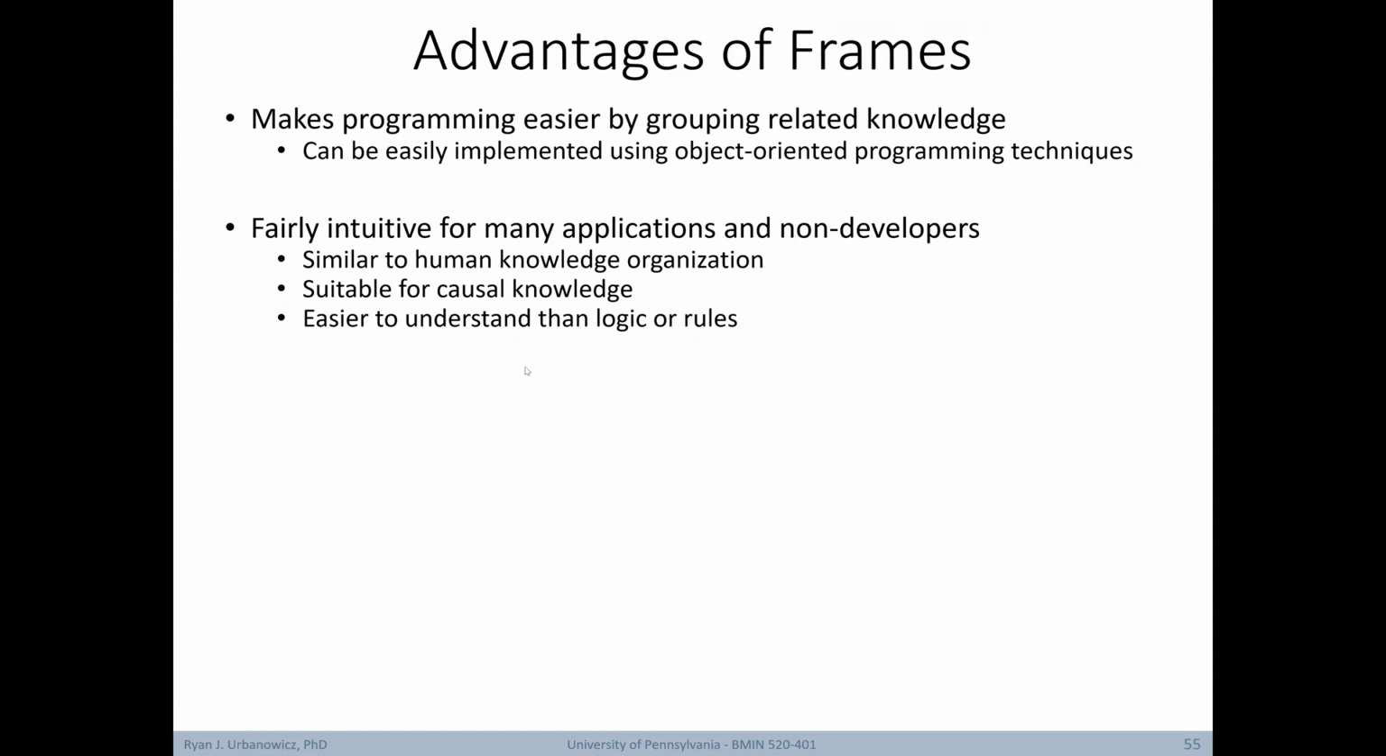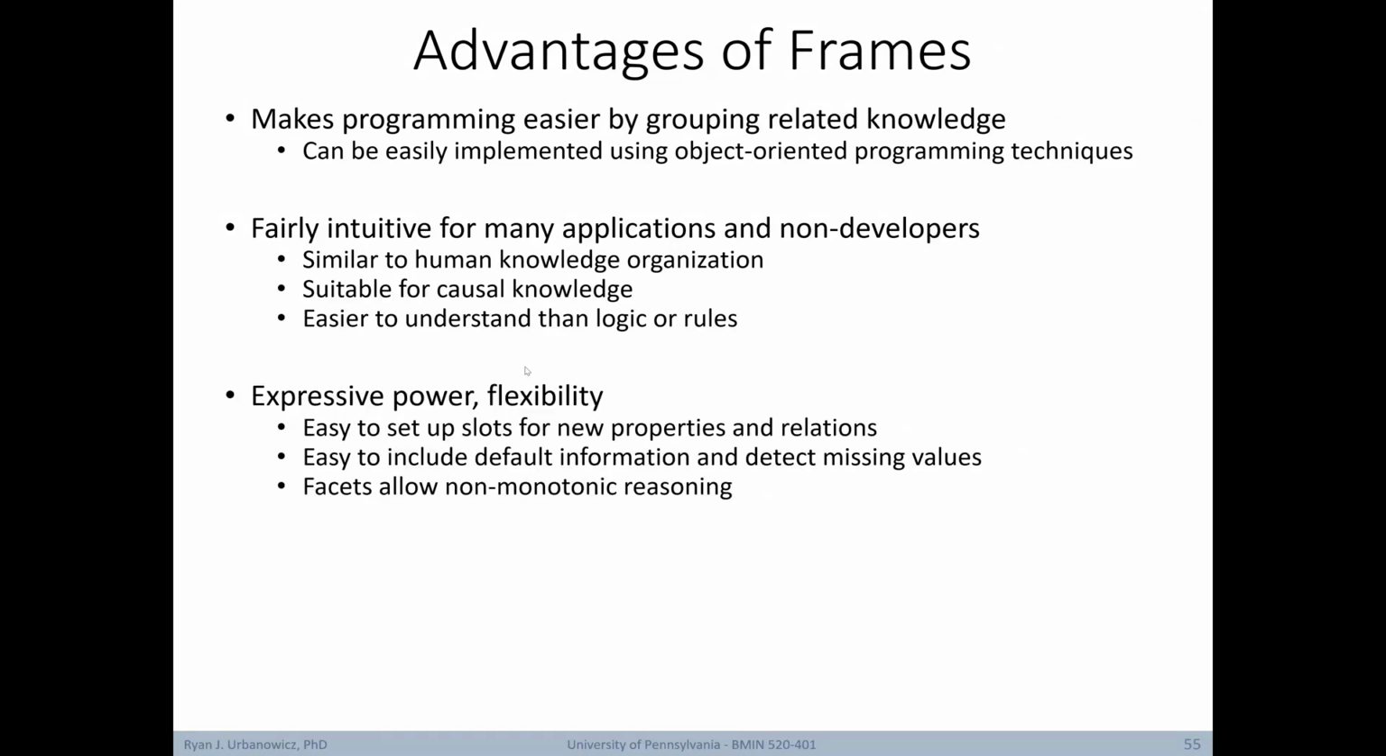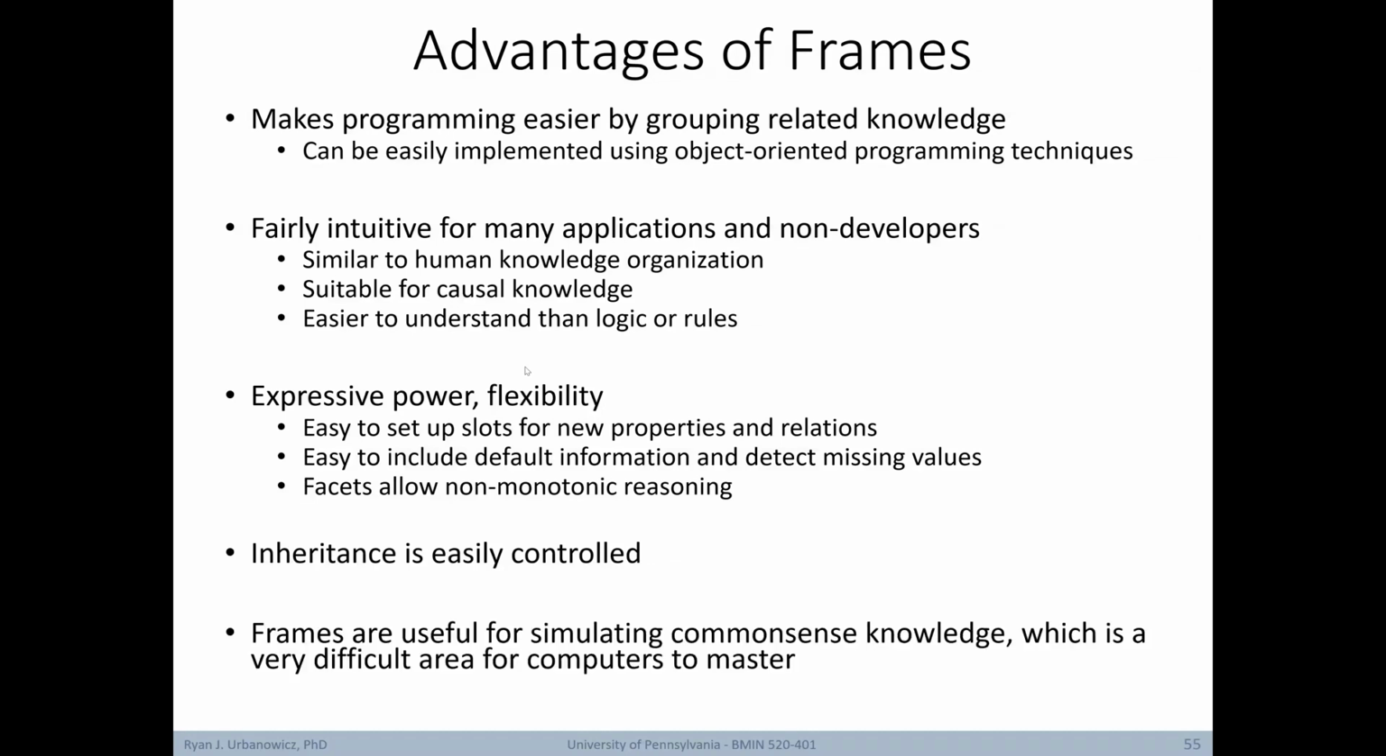The frame representation is similar to human knowledge organization, it's suitable for causal knowledge, and it's generally easier to understand than logic or rules. Frames are both highly expressive and flexible. It's easy to set up slots for new properties and relations, and it's easy to include default information as well as detect missing values. Also, unlike in semantic networks, facets allow non-monotonic reasoning. Inheritance in frames is also easily controlled, and frames are actually useful for simulating common sense knowledge, which is a very difficult area for computers to master.